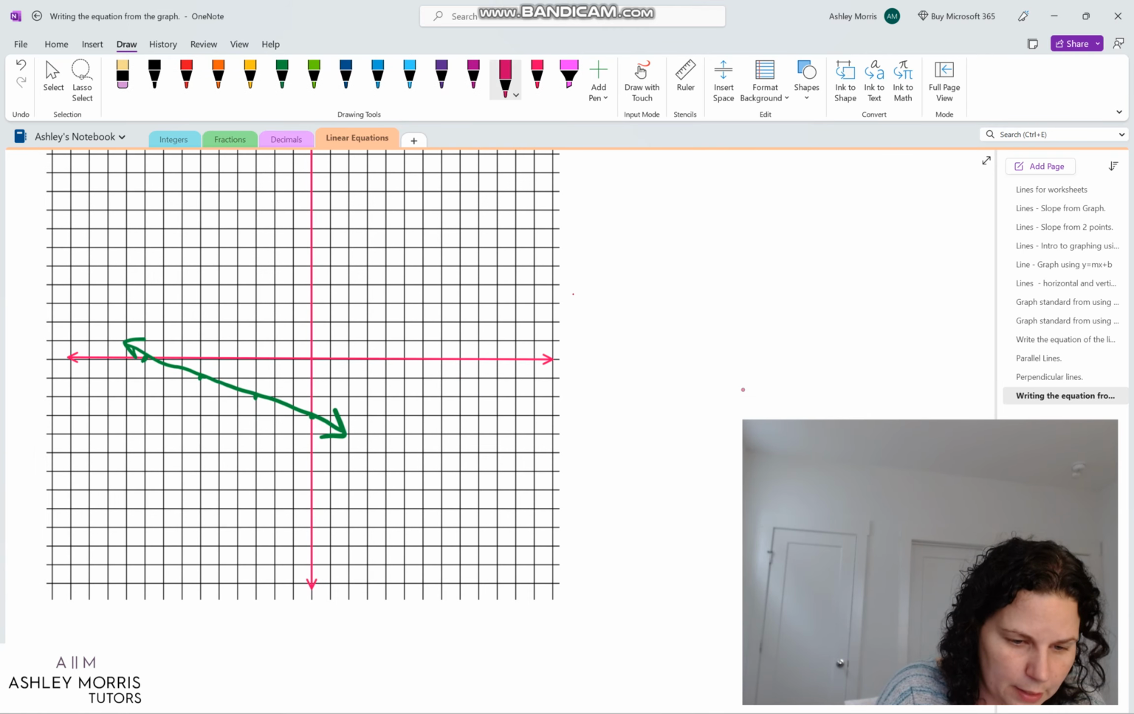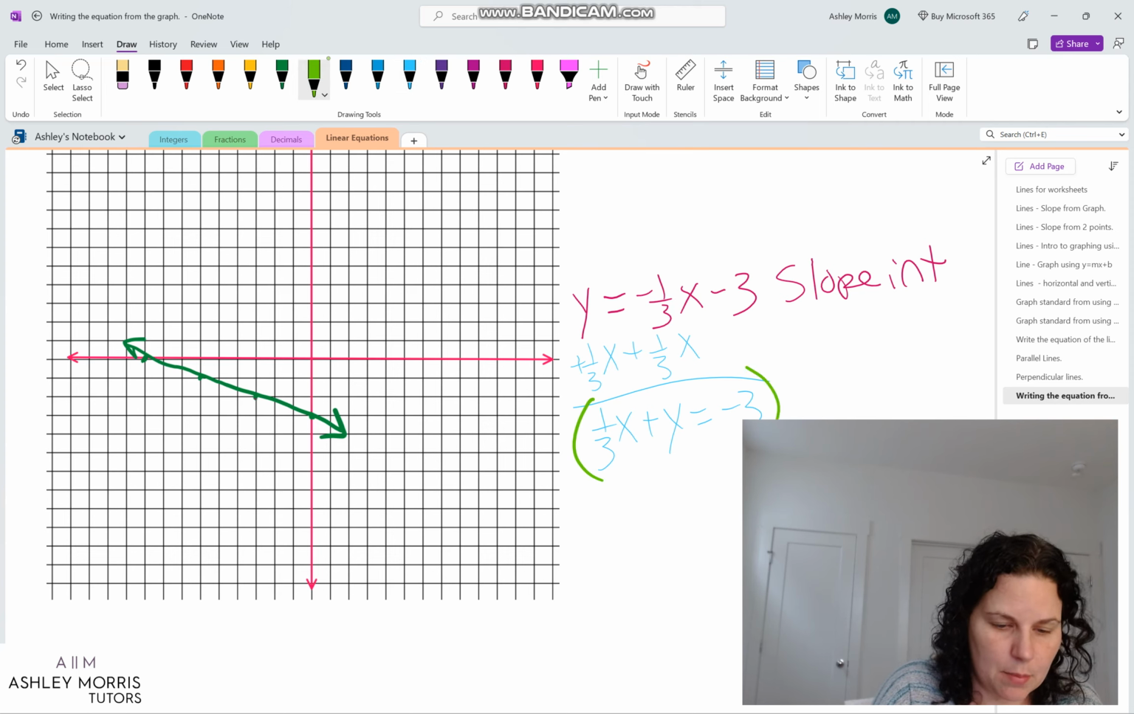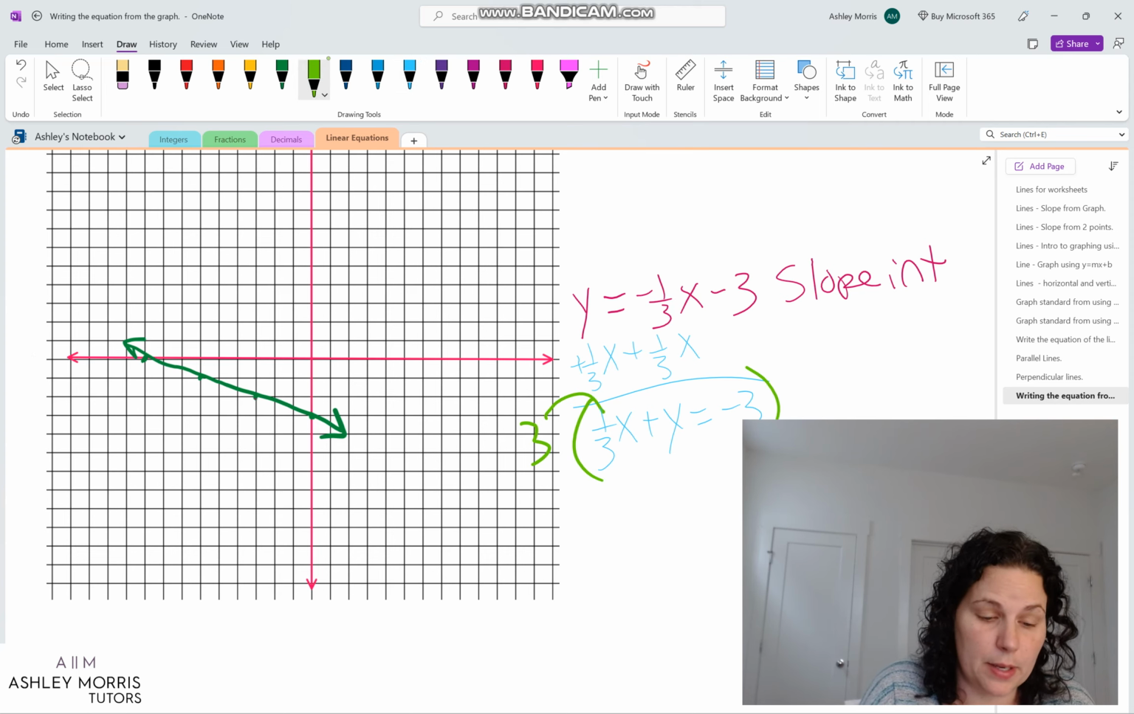All right, now I'll do it. Y equals, m is up 1 over 1, 2, 1, 2, 3. -1/3 x minus 3. mx plus b. That's slope-intercept. Now let's add that 1/3 x to get the x and y on the same side. And then I'm going to multiply everything by 3. That's my common denominator to get standard.